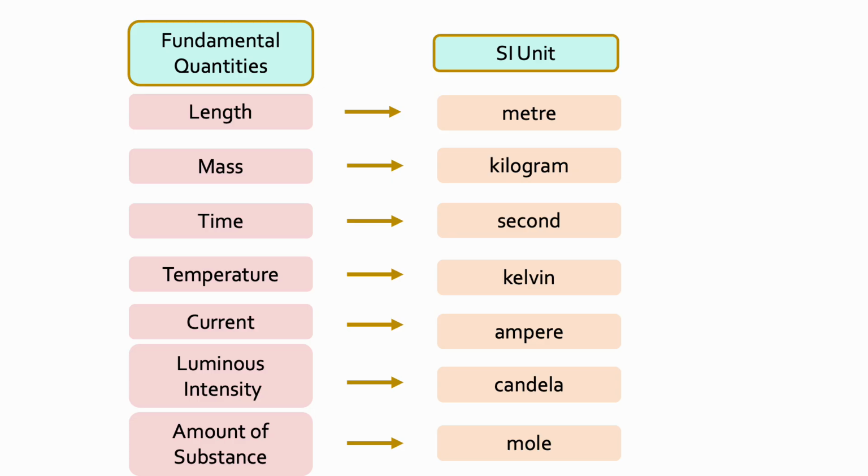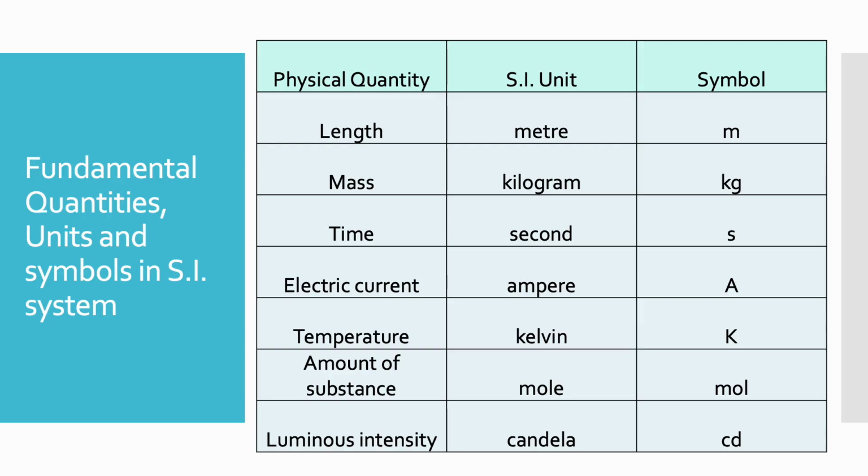The 7 fundamental quantities in the SI system are length, mass, time, temperature, electric current, luminous intensity, and amount of substance. Here is a table showing each fundamental quantity, its SI unit, and its symbol. Learning these is important as all other units in physics are built from these fundamental quantities.